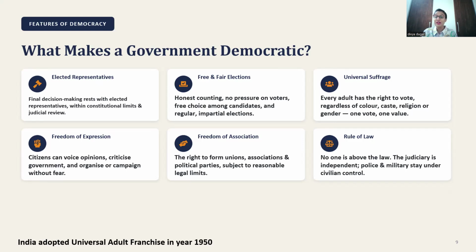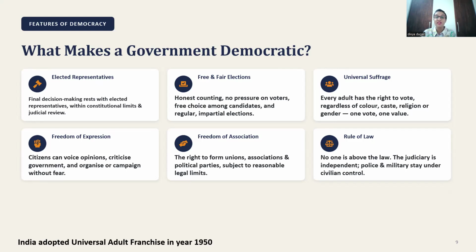Okay, and students, one vote, one value. Whenever we vote, like your parents vote, each vote has one value. So that makes the election democratic, or makes the government democratic. Now students, another very important feature of democracy is freedom of expression. Like we can express, we can give our opinions. That's the best feature of democracy.